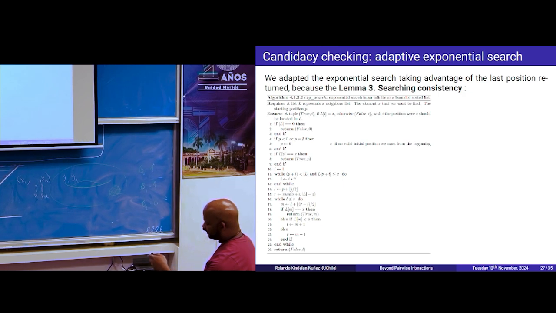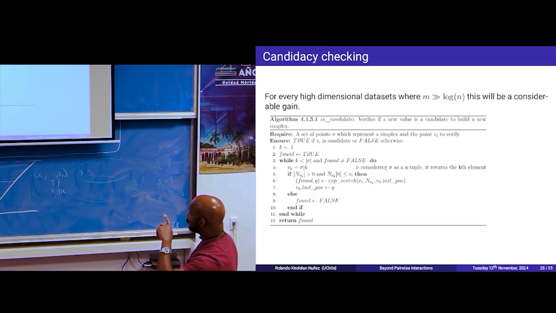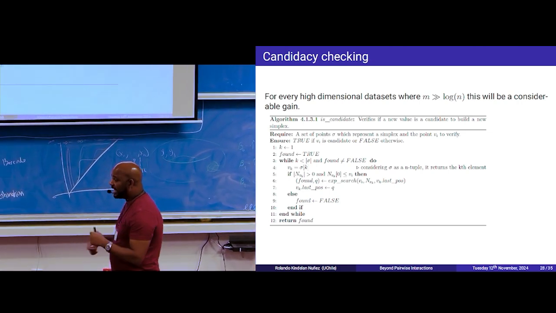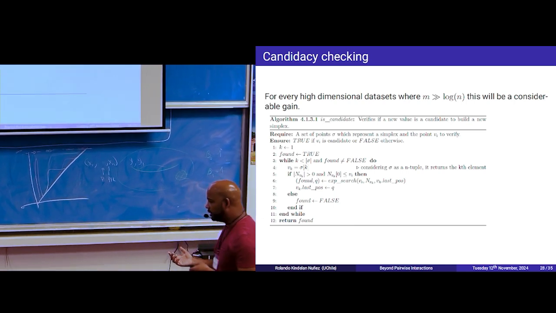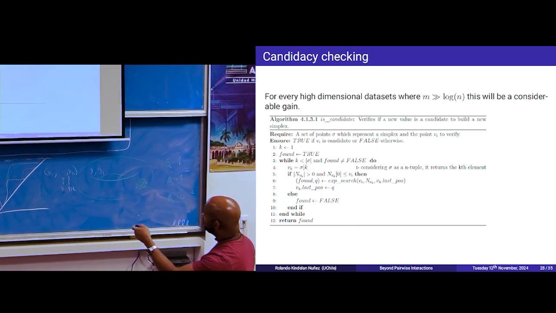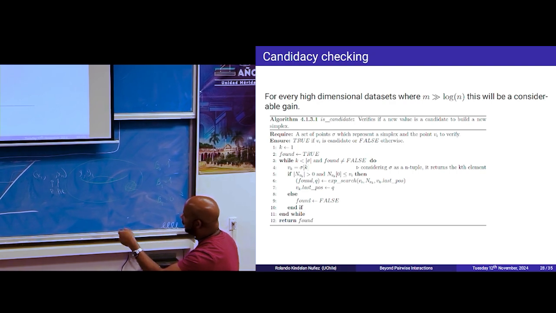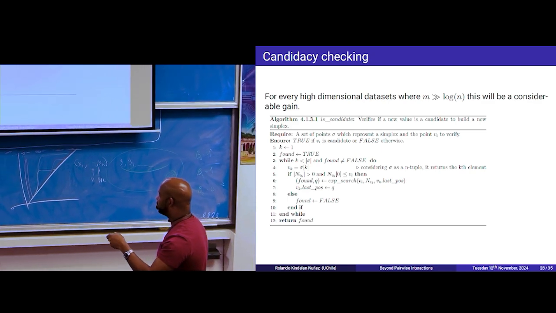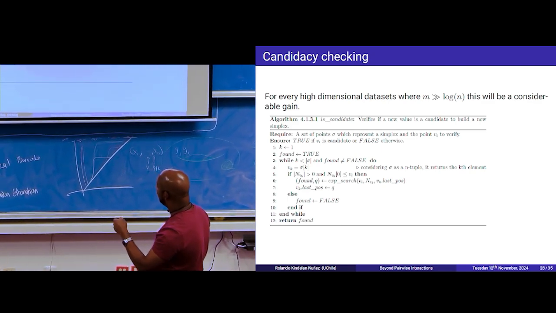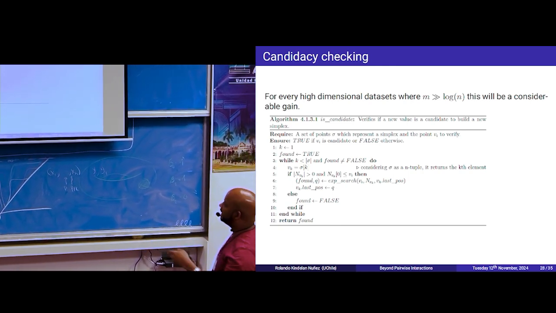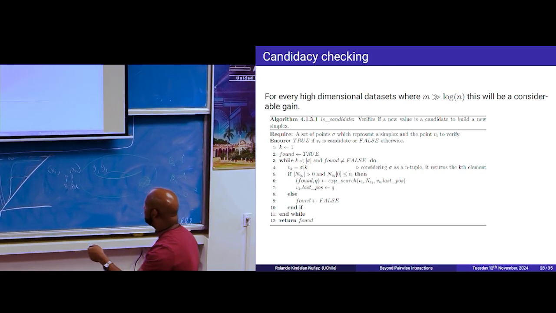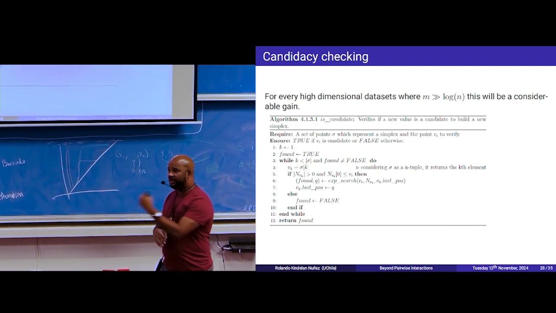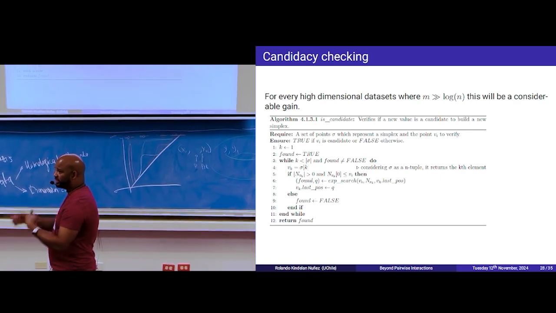Okay, but we use that algorithm to verify if a vertex is a candidate vertex to belong to a simplex. So we know that we need to verify if the candidate point belongs to each nearest neighbor list. So basically, we iterate over the list and perform the exponential search, and then we update the last position in order to take advantage of that search the next time that we search again.